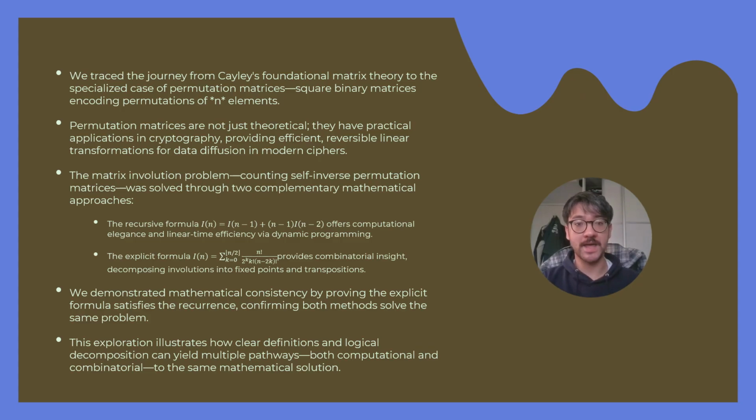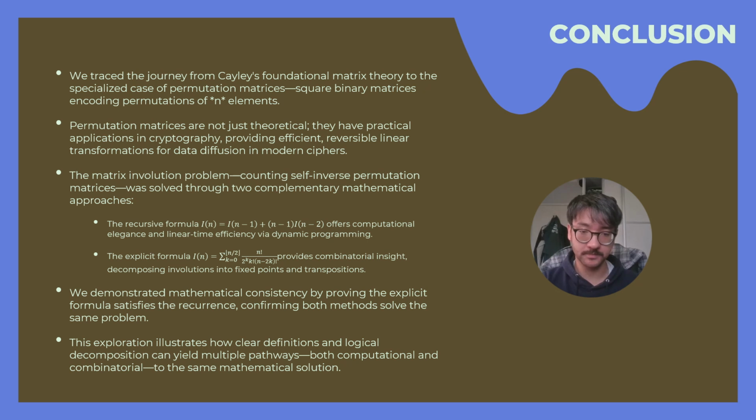We traced the journey from Cayley's foundational matrix theorem and then moved on to permutation matrices. We then moved on to the matrix involution problem, discussing the recursive formula and the explicit formula, decomposing it. And then we also showed that the explicit formula satisfies the recurrence formula, confirming that both methods solve the same problem.